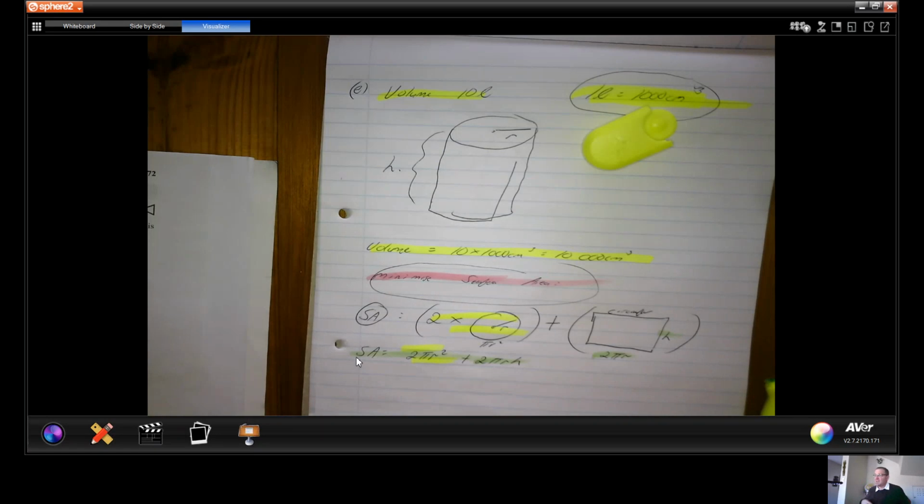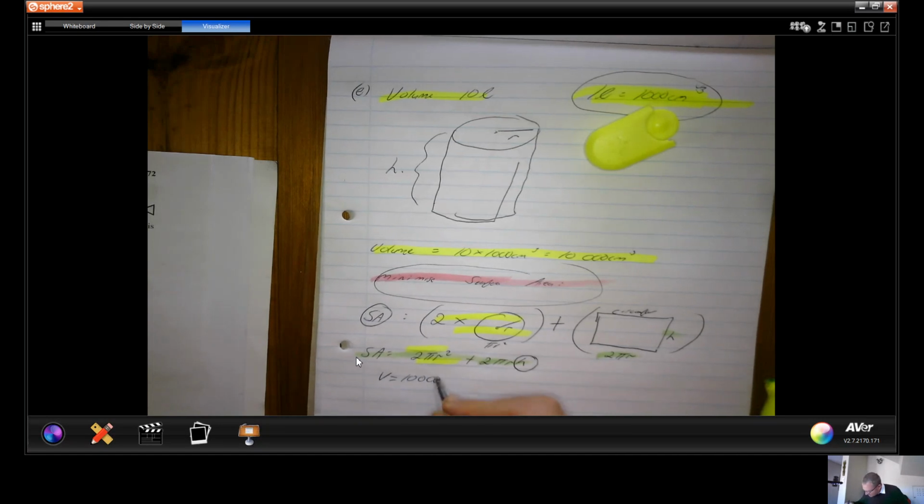And you cannot, at this stage of your life, differentiate in terms of two variables. If you carry on with velocity mass, you'll be able to. So I'm going to have to get rid of this h. I'm going to have to express h in terms of r, and they must give me some other information which will allow me to do that. And they do. They tell me that the volume is equal to 10,000 centimeters cubed.